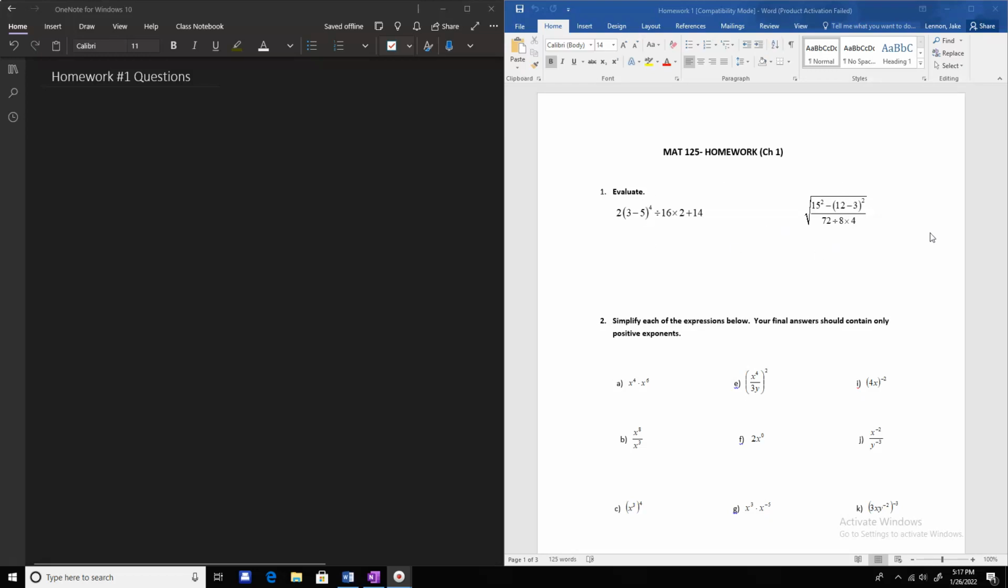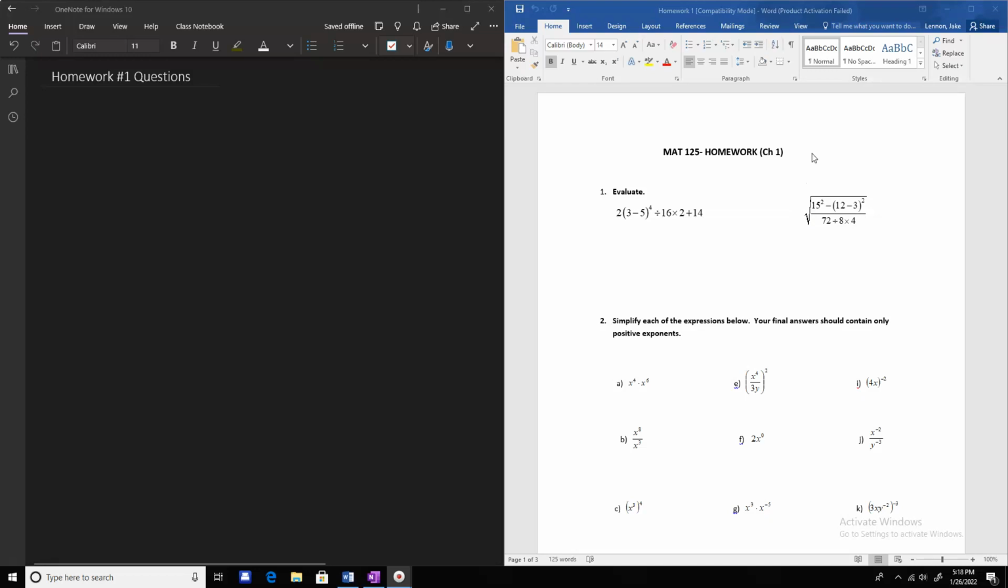The first two are order of operations, so I think everyone should be able to have a handle on that. The main thing is to remember that division and multiplication are not different operations. You just do them as they appear from left to right. So, for instance, in the denominator of number 1 over here, you're not going to multiply 8 times 4 before you divide 72 by 8. So you do 72 divided by 8, which is 9, and then multiply by 4, which should come out to 36. So the denominator underneath the radical should simplify to 36 in this problem.